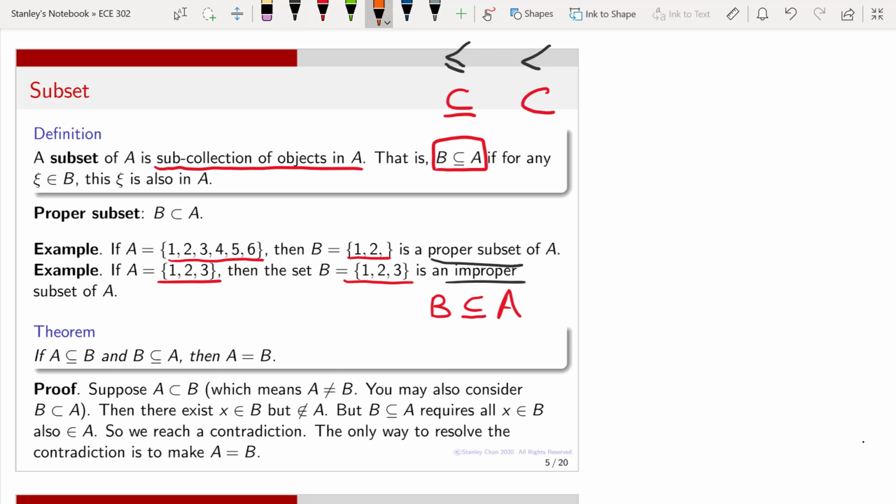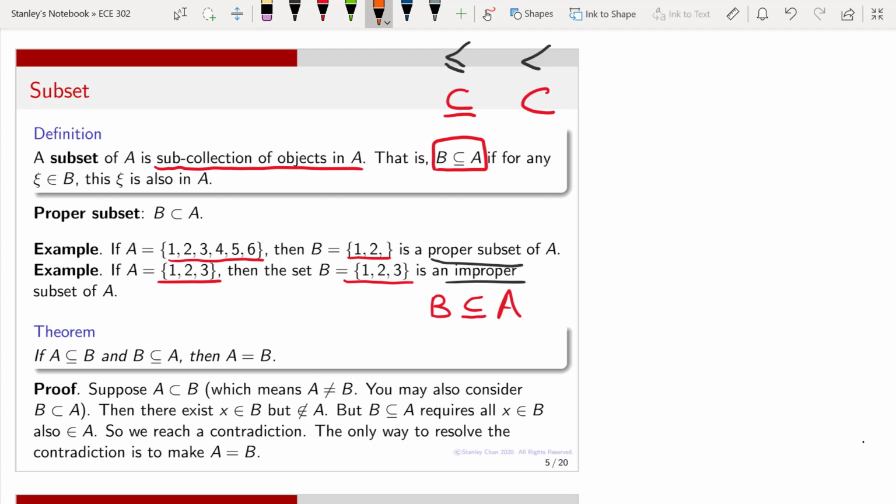As you can see, it's very easy to show results in set theory if you are able to draw a diagram. Here is just one example of the many theorems that we can prove. Suppose that you have set A and set B. A is an improper subset of B, and B is an improper subset of A. Then A has to be equal to B.